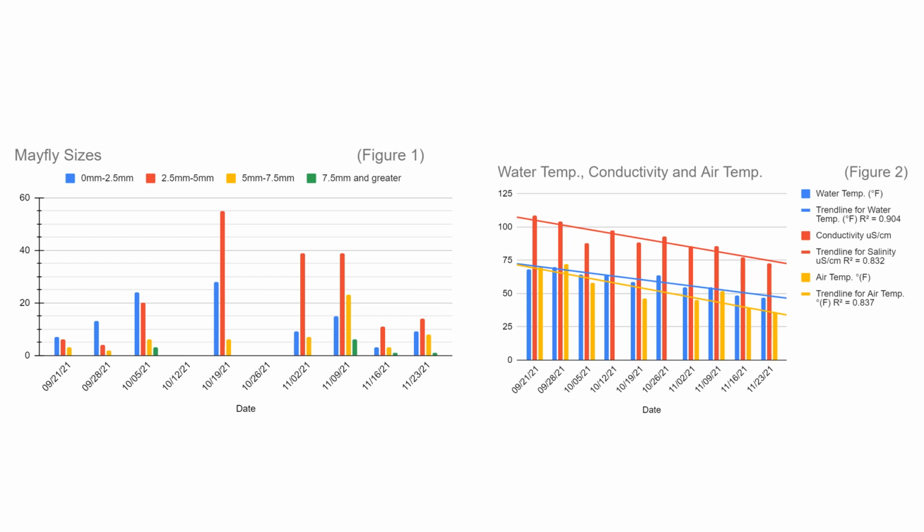There's really no correlation between sizes and the month. As you can see, it's not really linear. For figure 2, we recorded the water temperature, the conductivity, and the air temperature. Obviously, as the months progressed, the air and water temperature decreased at a pretty steady rate. The trend lines are in there. And the conductivity as well also decreased in a linear rate.